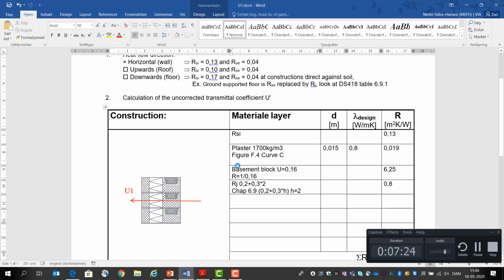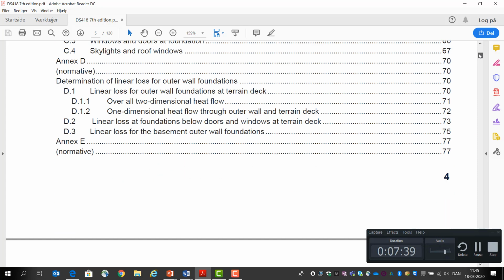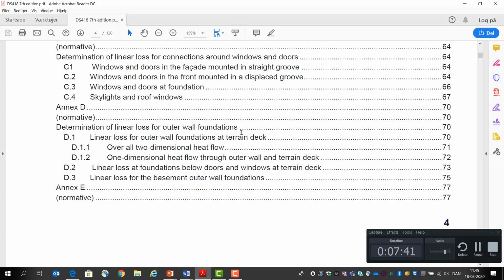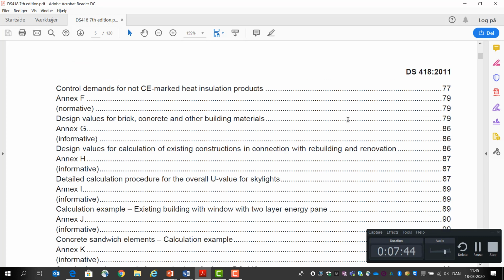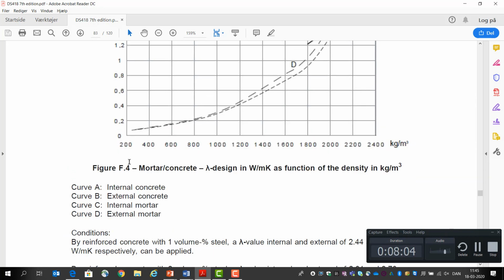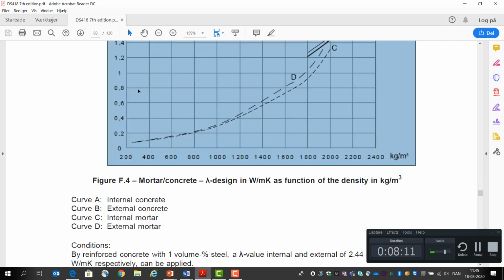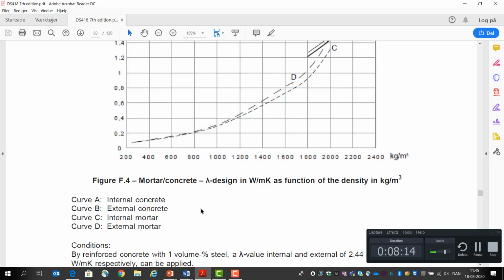right here. So I jump to DS 418, and I go to the table of contents, Annex F. Here, and then it was 1700. So I'll go up here, and it's curve C, so it's 0.8. That's how I get it.